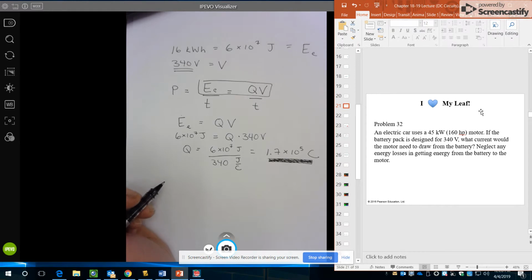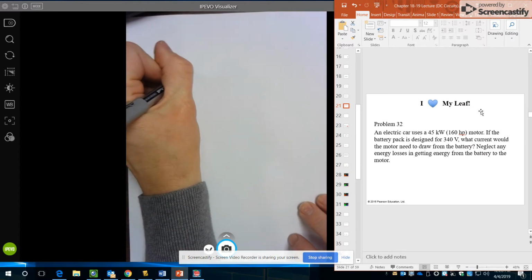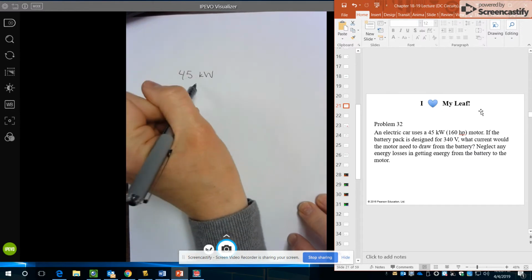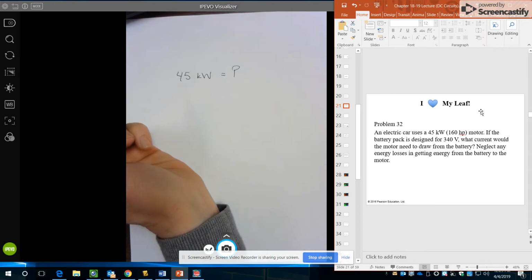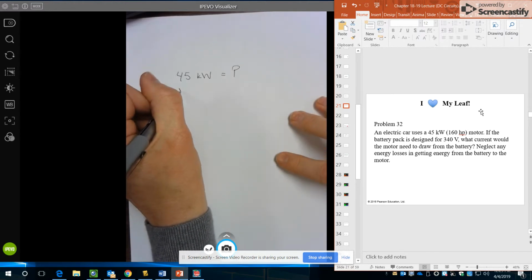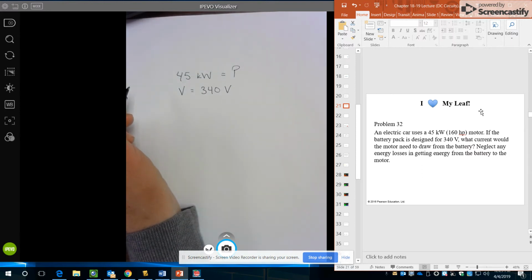So finally, we have problem 32. An electric car uses a 45 kilowatt motor. So the 45 kilowatts here is a rating of the power available by the motor. So this is power, or 160 horsepower, right? I mean, we can convert between watts and horsepower. If the battery pack is designed for 340 volts, so the voltage difference is 340, what current would the motor need to draw from the battery? Neglect any energy losses in getting energy from the battery to the motor. So energy losses due to the resistance of the wires leading from the battery to the motor.